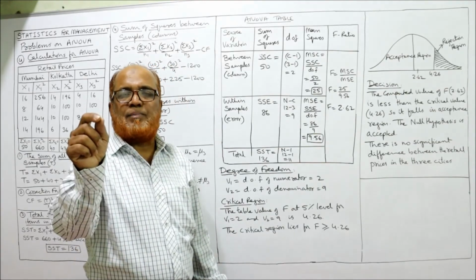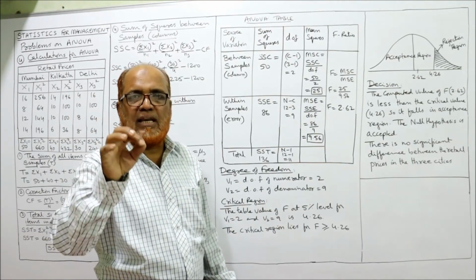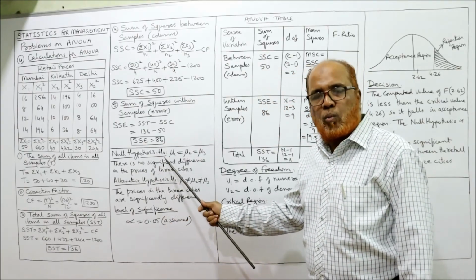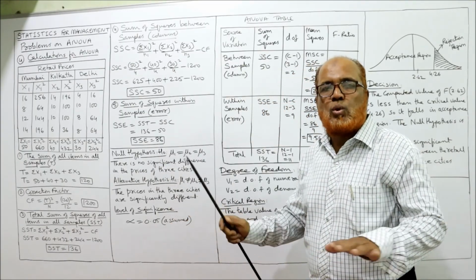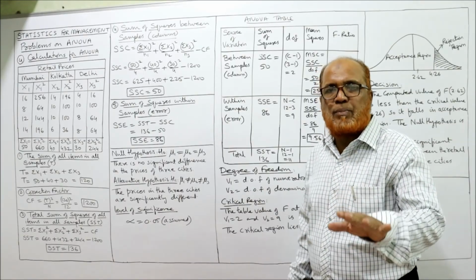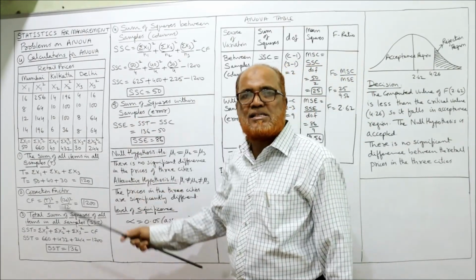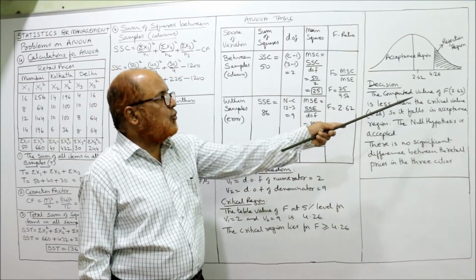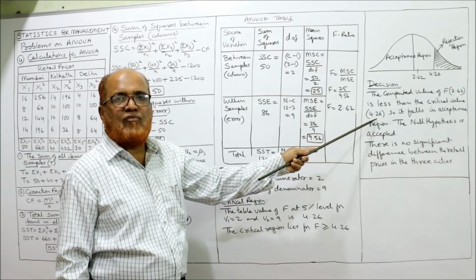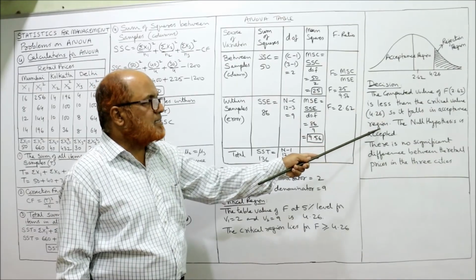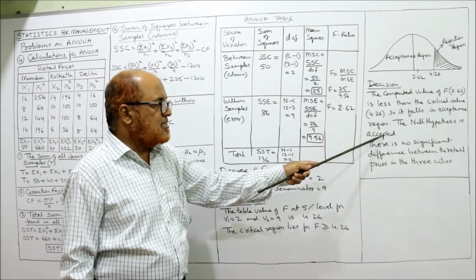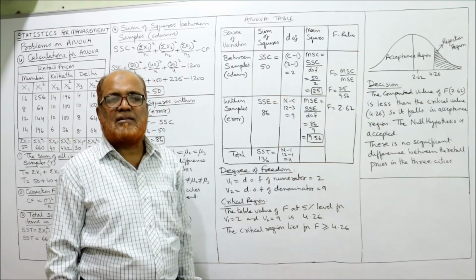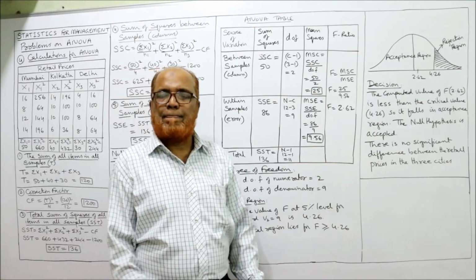When it falls in acceptance region, we accept the null hypothesis. This null hypothesis we are accepting. What is null hypothesis? There is no significant difference in the retail prices in the 3 cities. So ultimately decision: the computed value of F 2.62 is less than the critical value 4.26. So it falls in acceptance region. Null hypothesis accepted. There is no significant difference between the retail prices in the 3 cities. That's it. This is Anova.